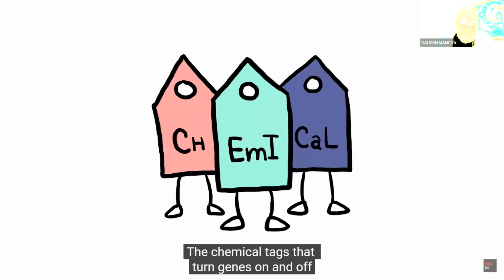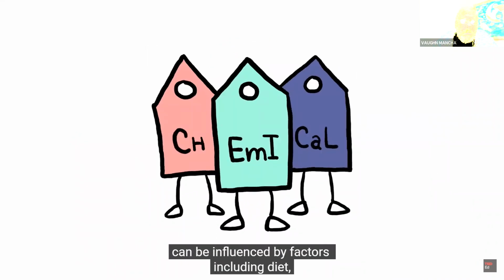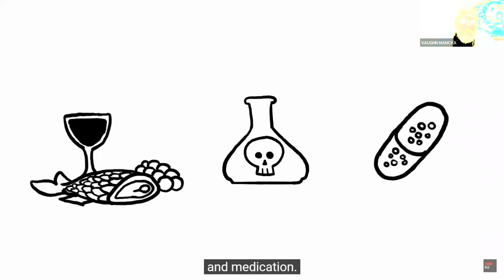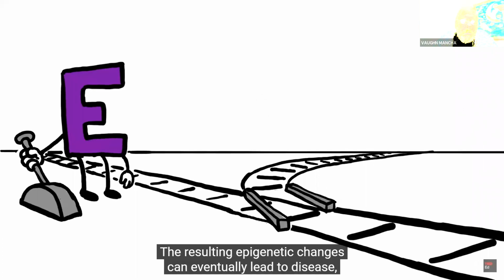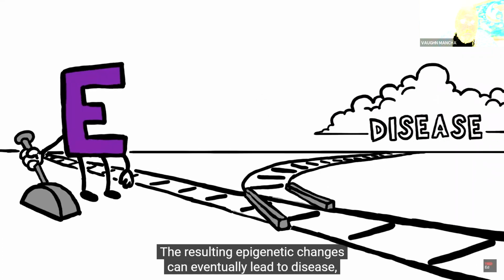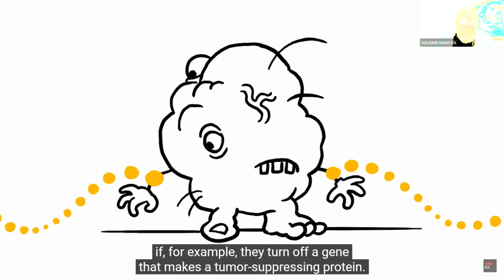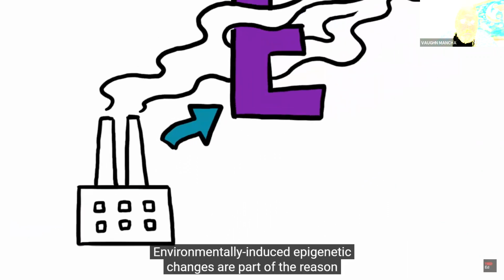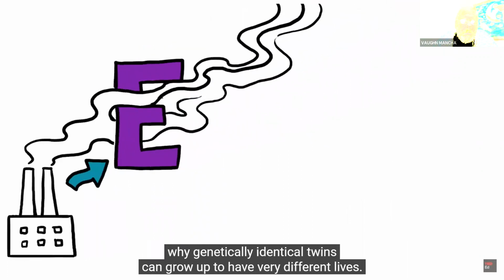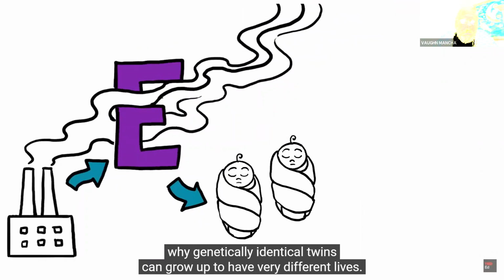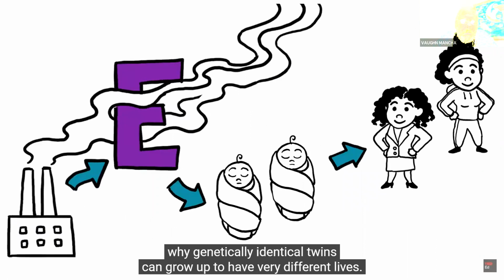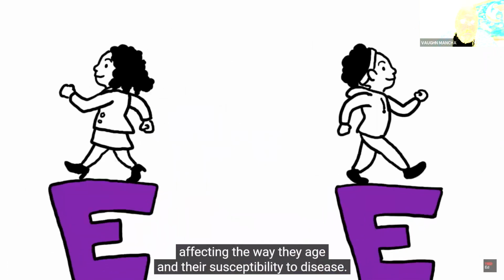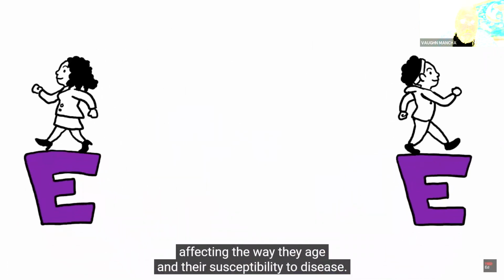The chemical tags that turn genes on and off can be influenced by factors including diet, chemical exposure, and medication. The resulting epigenetic changes can eventually lead to disease if, for example, they turn off a gene that makes a tumor-suppressing protein. Environmentally induced epigenetic changes are part of the reason why genetically identical twins can grow up to have very different lives. As twins get older, their epigenomes diverge, affecting the way they age and their susceptibility to disease.